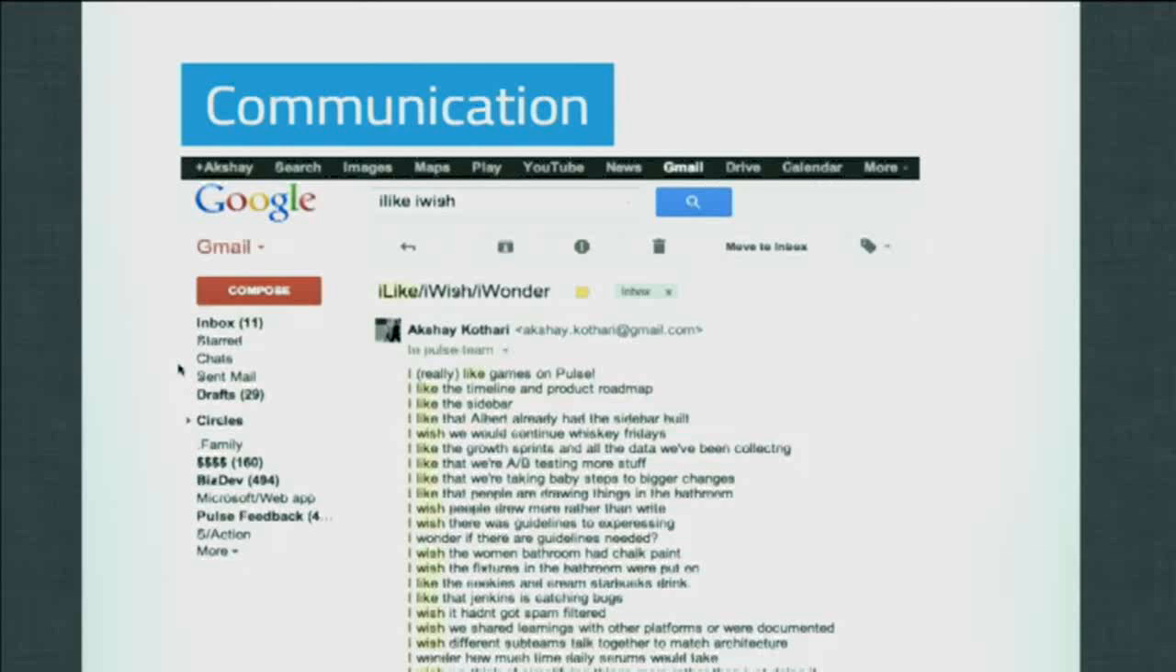So I was taking notes on this day, and you can see the conversation could be pretty broad. People talked about, I like that we have a new timeline and product roadmap, to people talking about, I wish people drew more things in the bathroom rather than writing things, to I wish the women's bathroom had chalk paint, to people talking about really important things that were not being shared. Like, I like that Jenkins is catching bugs, but I wish it was better documented. I wish it was shared with other platforms.